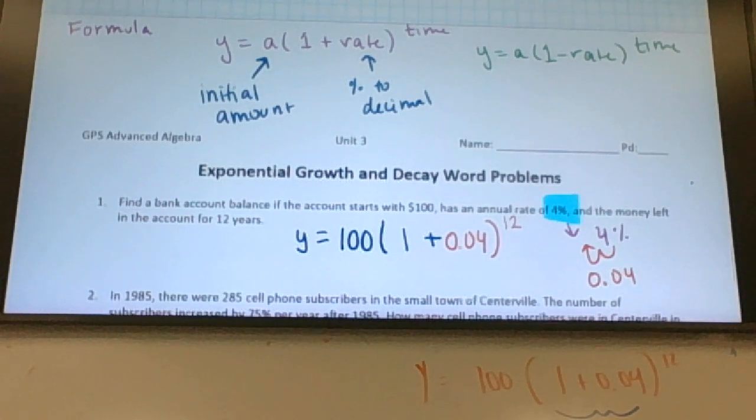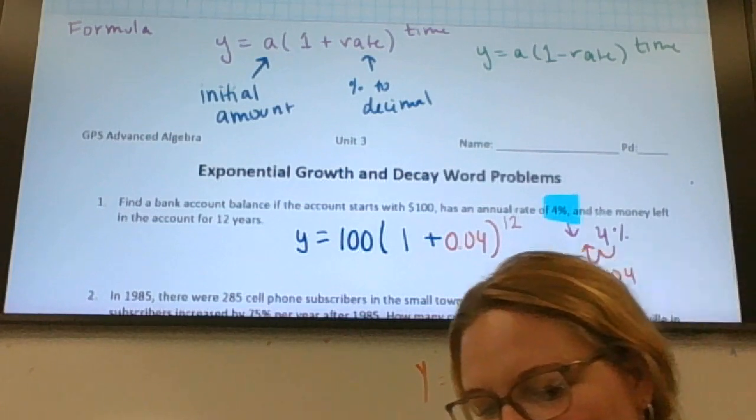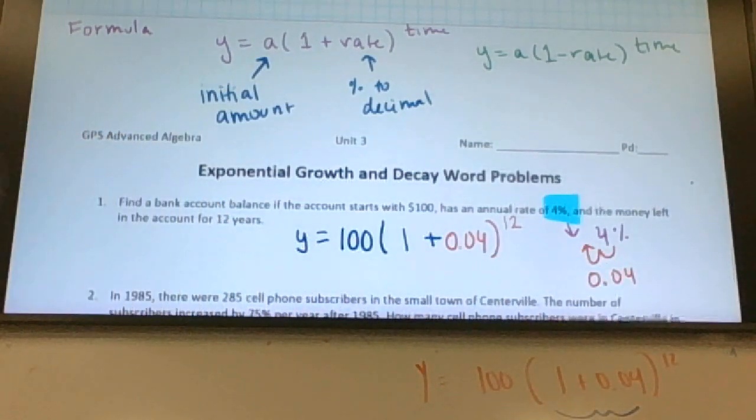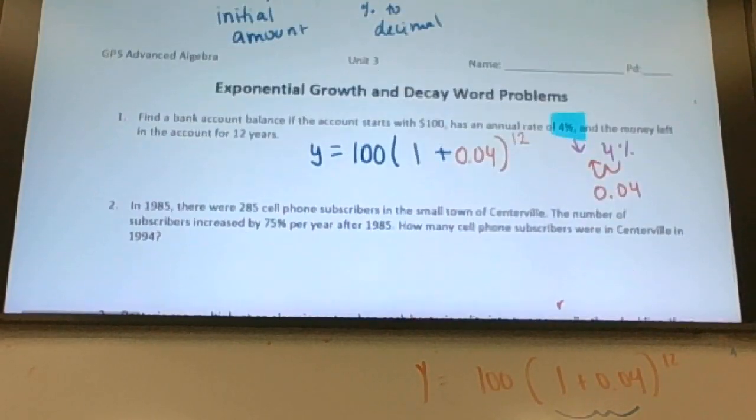Wait, that's not right. It starts at the 100. It says 100 up. We can't distribute. Do not distribute when there's an exponent outside of parentheses. Okay?